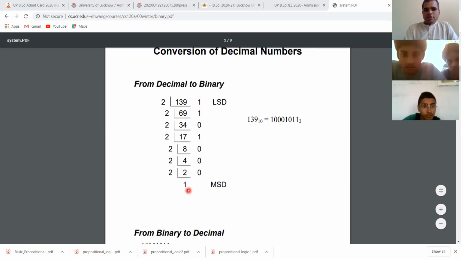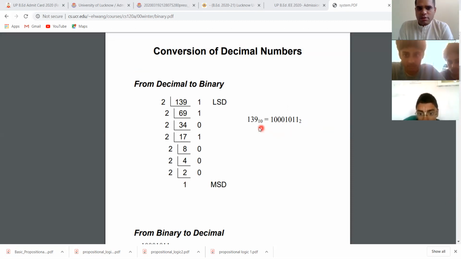Okay, so we still have a doubt in this, Prabhu ji, this and this. You can see how it is written, 139 base 10. Base 10 means that its base is 10. It means it is a decimal number.